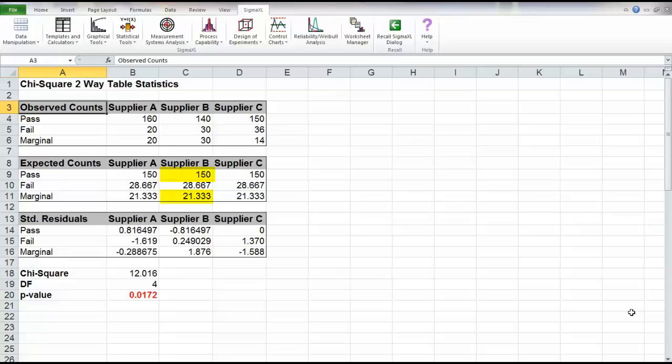For supplier B, the standardized residuals are telling us to look at passes and marginals. For supplier B in the expected counts, we expect 150 passes, 21 marginals. In reality, we are only seeing 140 passes and 30 marginals. This is slightly worse than anticipated performance.